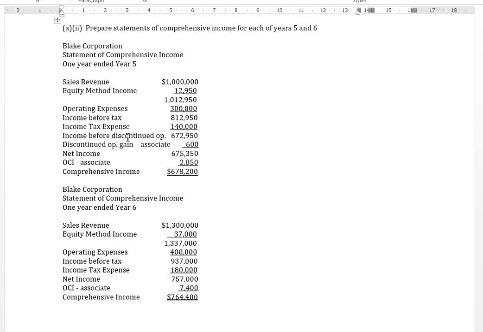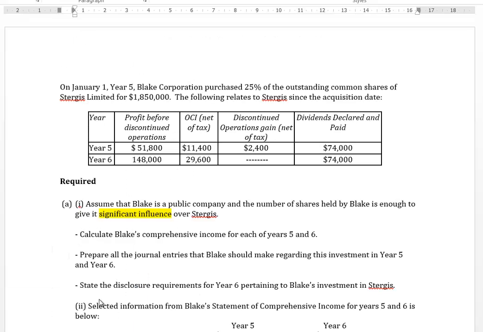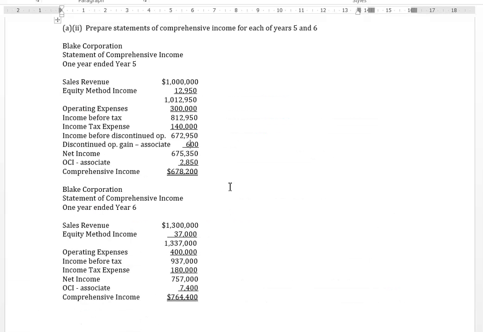Now, after we calculate our income before the discontinued operation, we do exactly what we used to do in one of our previous courses, and the discontinued operation after tax amount will go in. You'll recall that was $2,400. You'll recall that from the question. It was $2,400, but we took our 25% share, and that gave us $600, right? So that's where your $600 comes from.